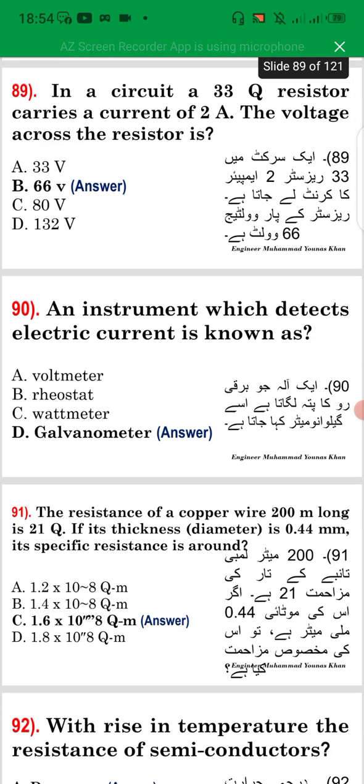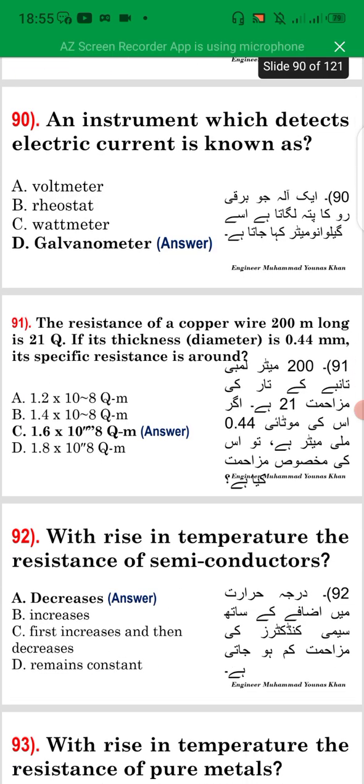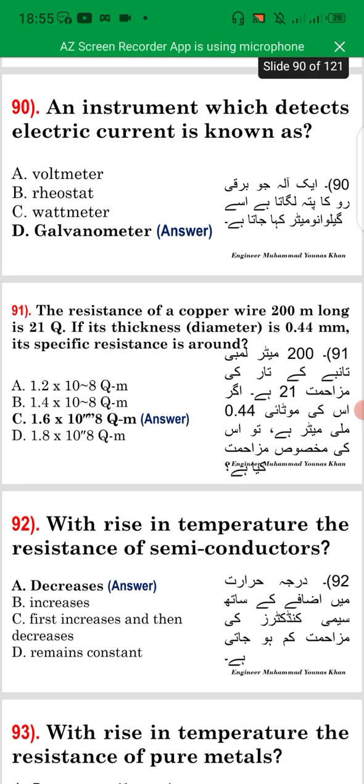An instrument which detects electric current is known as voltmeter, rheostat, wattmeter, galvanometer. Galvanometer. The resistance of a copper wire 200 meter long is 21 ohm. If its diameter is 0.44 mm, its specific resistance is around 1.2 × 10^-8 ohm meter, 1.4 × 10^-8 ohm meter, 1.6 × 10^-8 ohm meter, 1.8 × 10^-8 ohm meter. 1.6 × 10^-8 ohm meter.